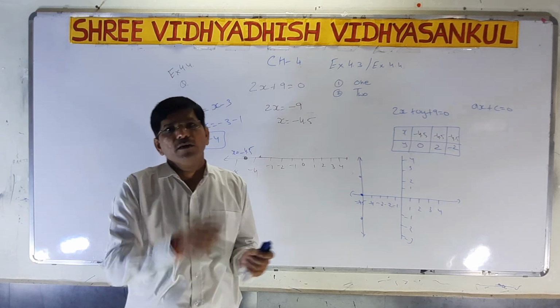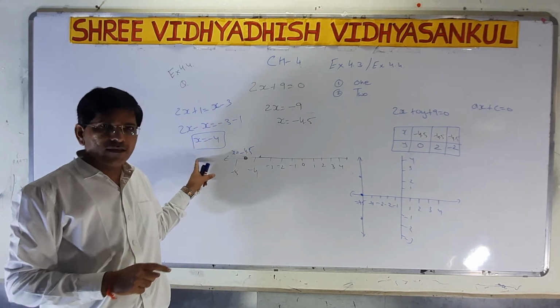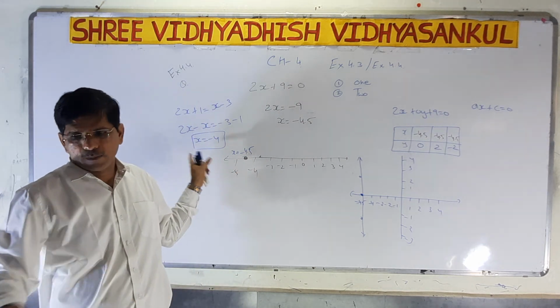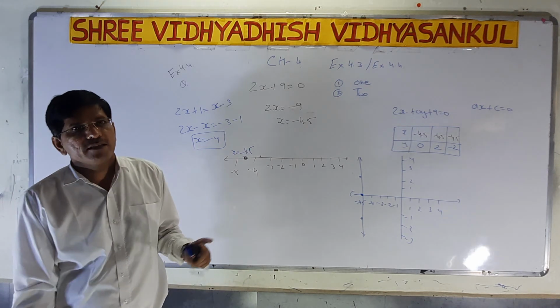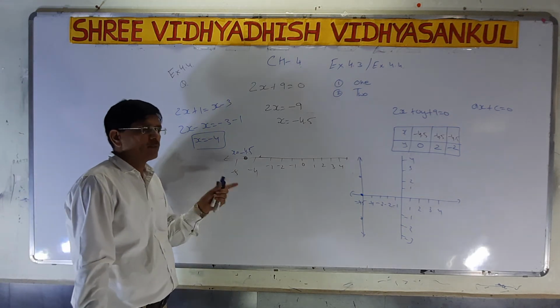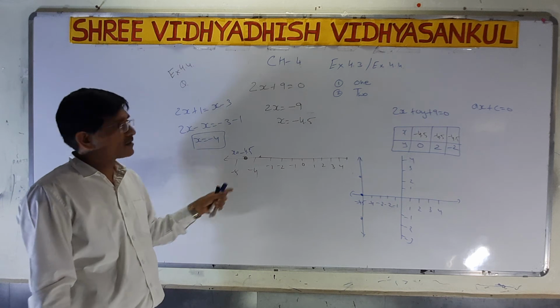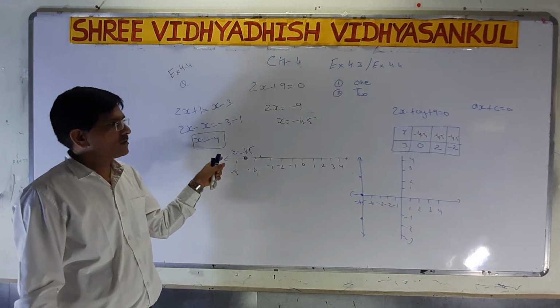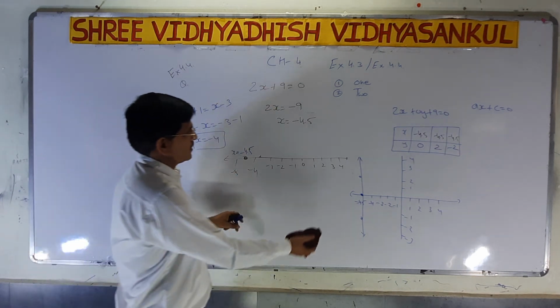So in one variable it is a straight line. In two variables it is parallel to y-axis. It is parallel to y-axis. But because already we have discussed these two sums, in these two sums we have already discussed this.